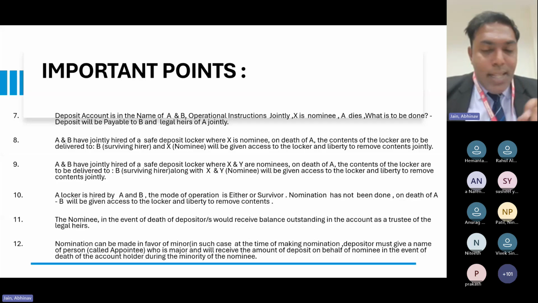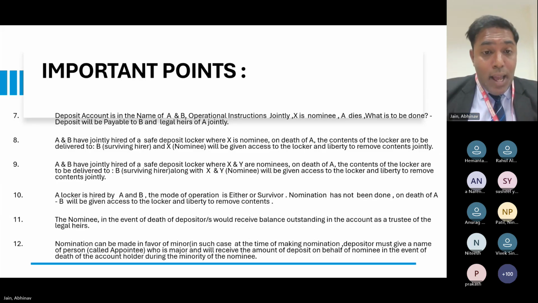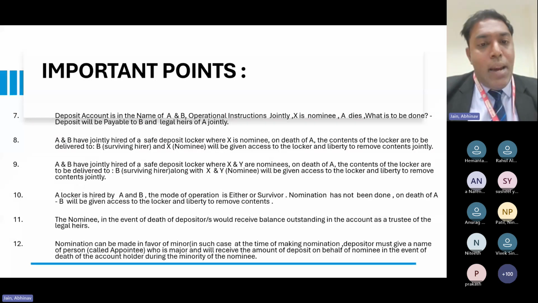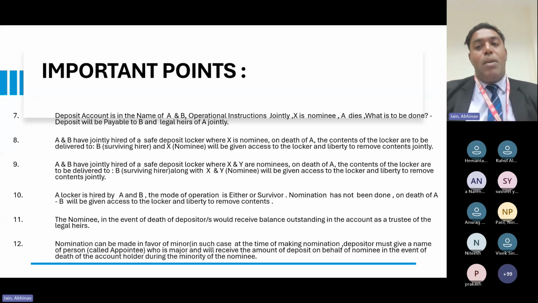Now, what is the status of nominee? As I told you previously also, I'm repeating this for the third time. In the event of the death of the depositor, the status of the nominee is as good as a trustee of the legal heir. Nomination can be made in favor of a minor, but at that time you have to take a declaration of a person, that is the appointee, who is a major and will take care of the amount on behalf of the nominee. If the death of the account holder happens during the tenure that the minor remains a minor, in that case, an appointee is required.